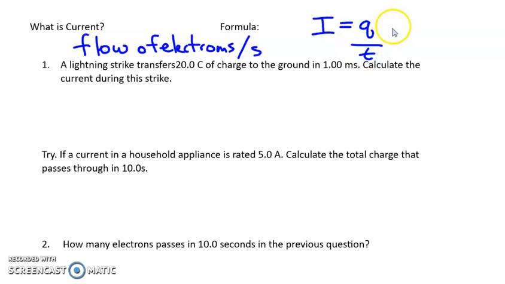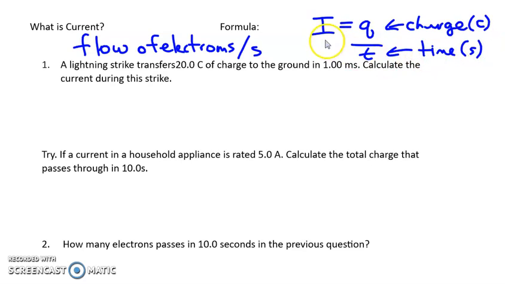Now Q is the charge in coulombs, and T is the time in seconds, and I is simply just the current, and that is measured in amps. A lightning strike transfers 20 coulombs of charge to the ground in 1.0 milliseconds. We're asked to calculate the current on this.